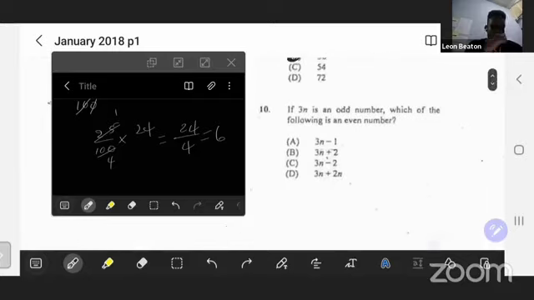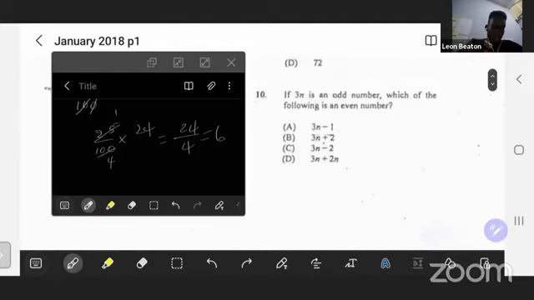So number 10 says, if 3n is an odd number, which of the following is an even number? We just have to subtract 1 from this or add 1, and that will give you an even number. Because if you have an even number like 10 and you subtract 1, that will give you 9. So all we have to do is subtract 1. So this will be 3n subtract 1, which is A.